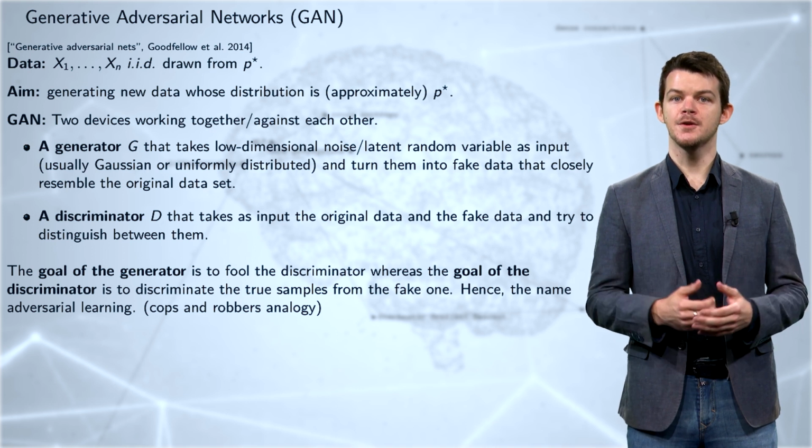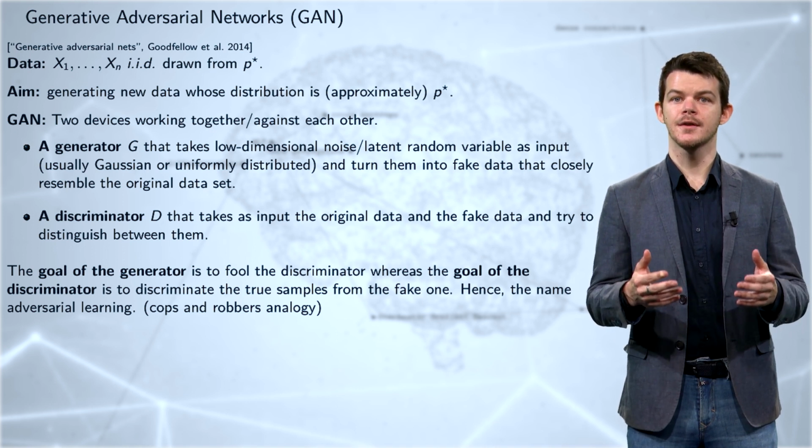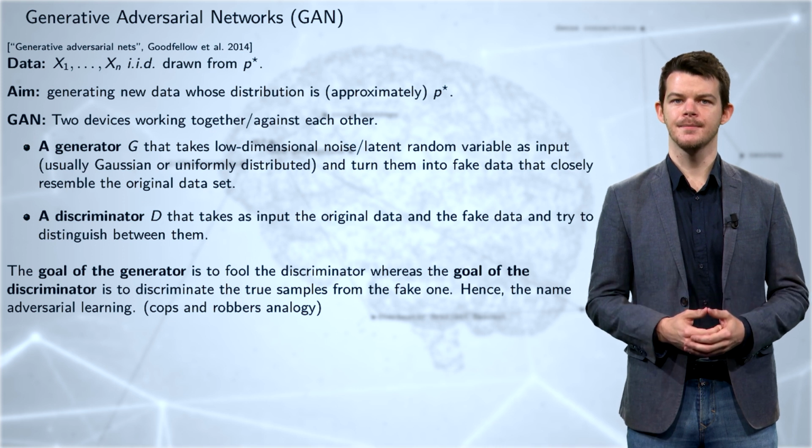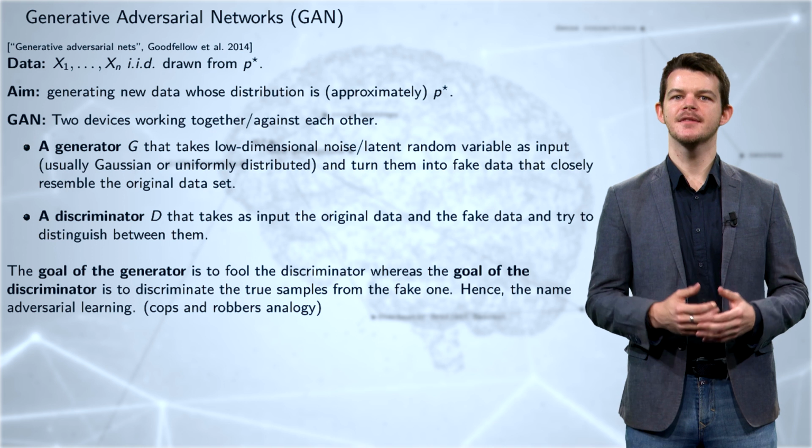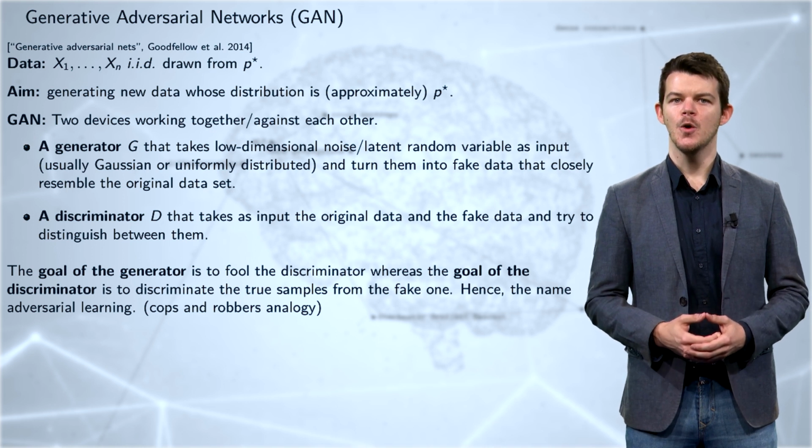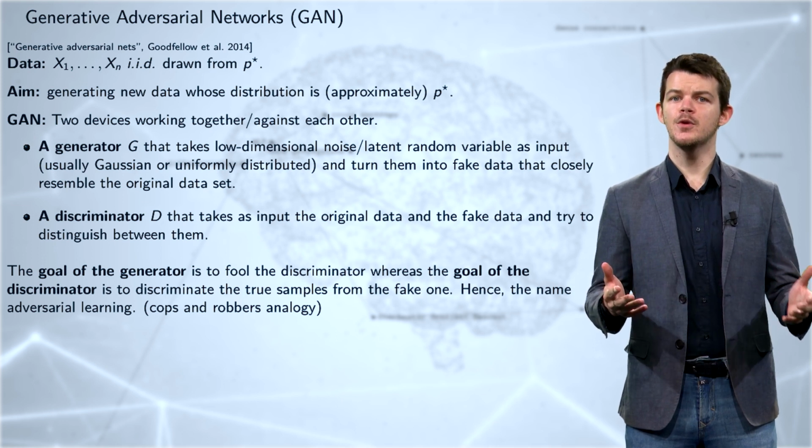This is an adversarial training. The two devices work against each other. One often used analogy is that of cops and forgers. You can see the generator as a forger who tries to create fake elements and the discriminator as a cop who is in charge of identifying the fake elements from the true ones. There is a competition between the forger and the cops.